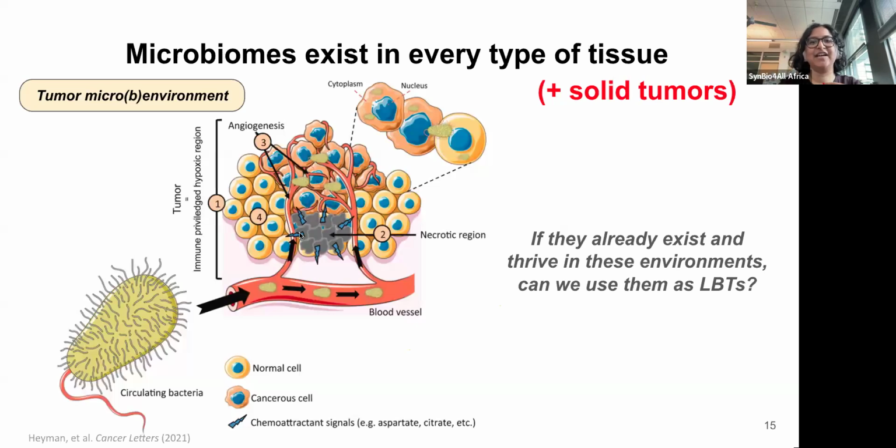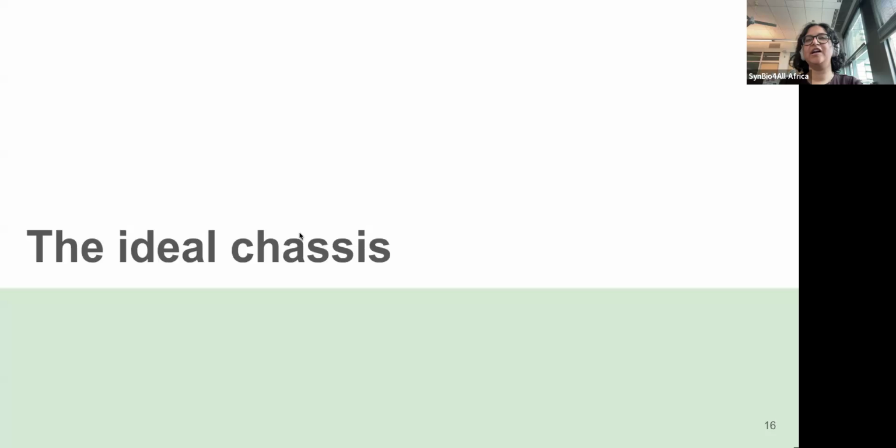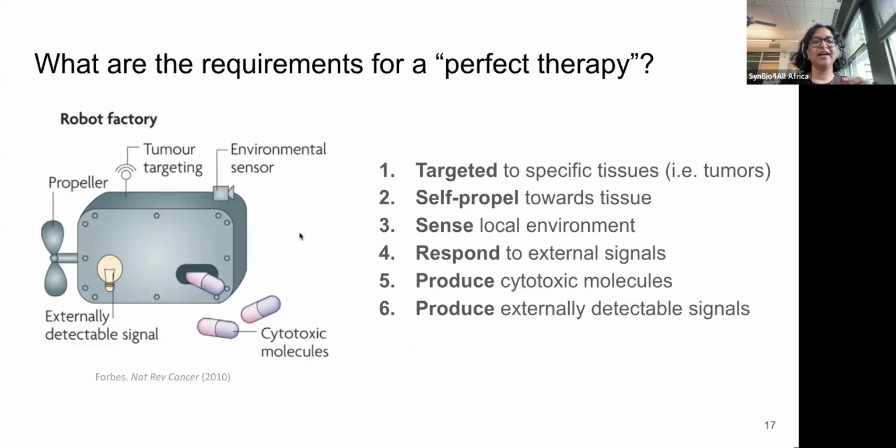And so with that, we're going to talk a little bit more about what makes a good therapeutic in regards to being a living therapeutic. And how can we actually translate this to living bacterial therapeutics? And so, what are the requirements for a perfect therapy? When we're thinking about a therapy, what if we had a dream list, what would it be?